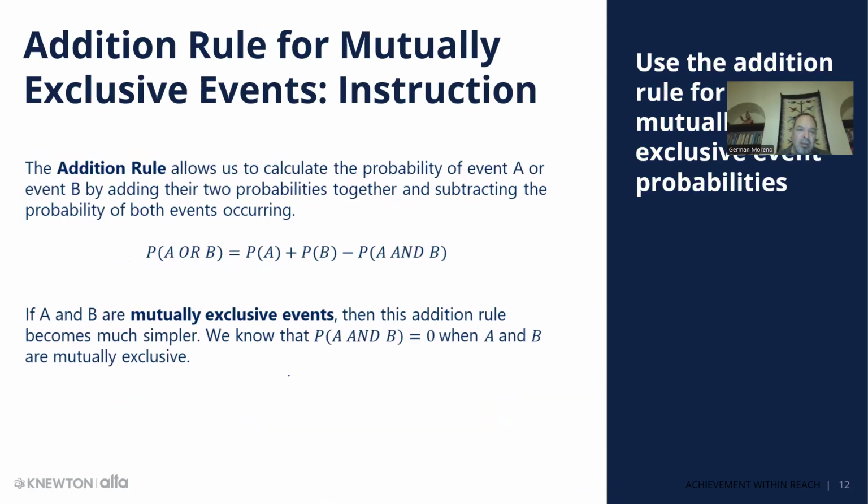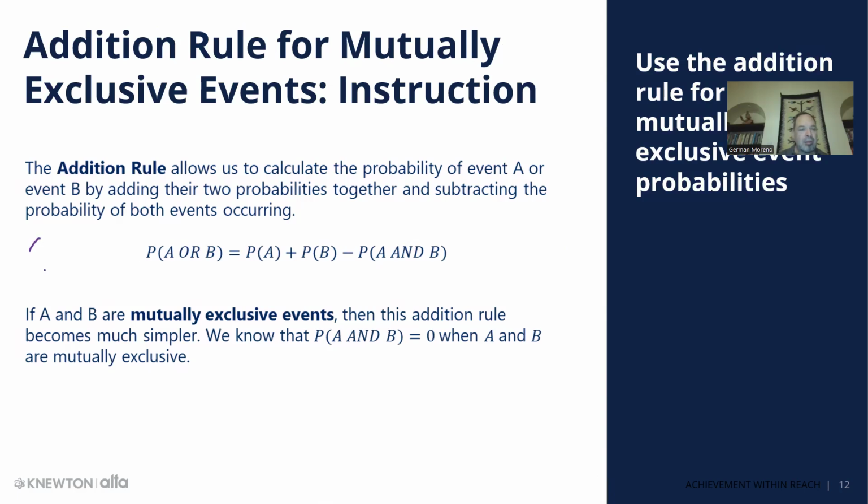Okay, so that's mutually exclusive events. If the probability of A and B is zero, that's a good test for knowing that two things are mutually exclusive. Then there's the addition rule. The addition rule, really key. So we already looked at the addition rule.